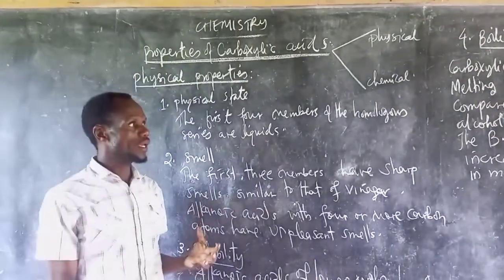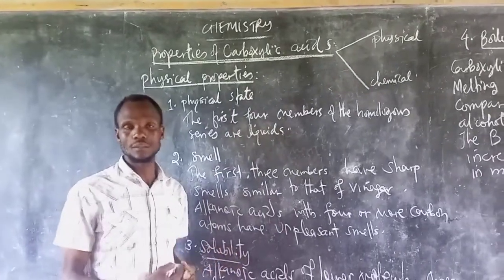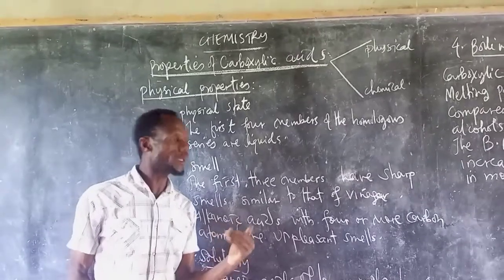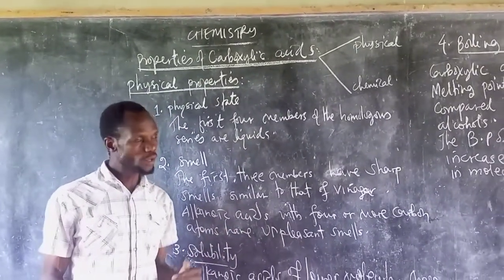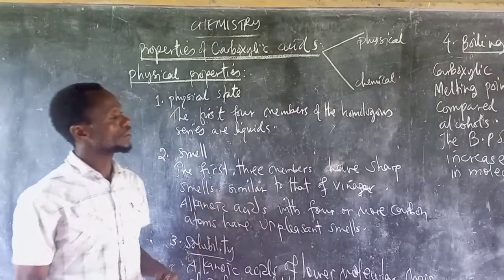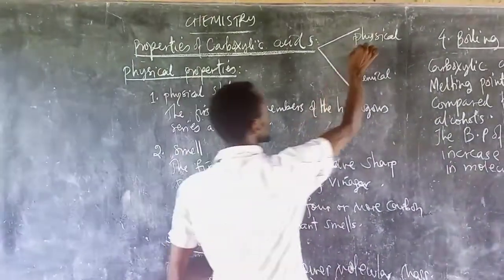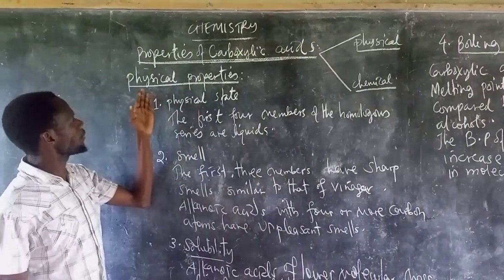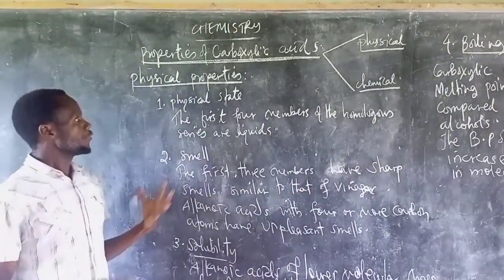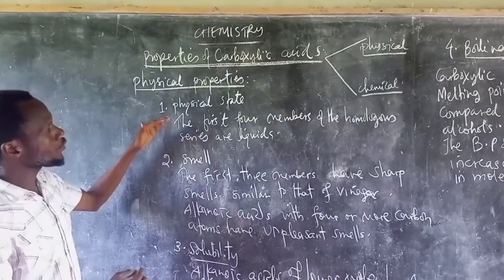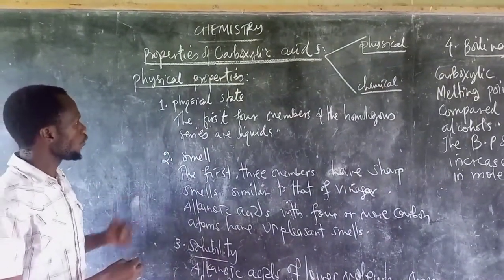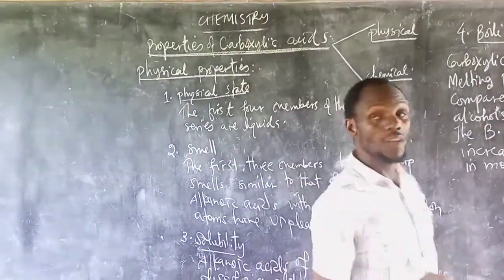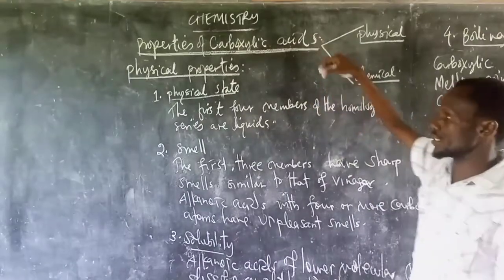Physical properties is what we can see or test without getting into chemical changes. So we have physical properties and chemical properties, but today we just want to talk about physical properties. For physical properties, we have four things to discuss. One is all about physical states, the states of these carboxylic acids.